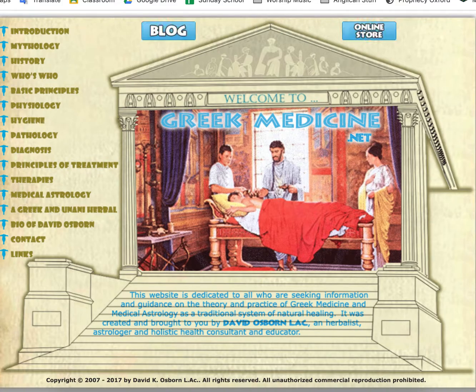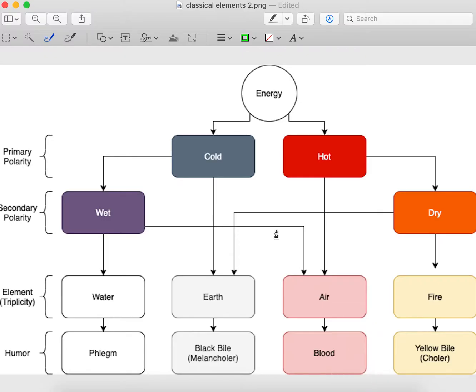It's really thorough. I go back to it all the time, even though I'm in clinical practice with humoral medicine, but it's just such a great resource when you need to go back and make sure you understand something about the system, even if you're working in it professionally. Okay, so I really recommend that website for learning more. I'm just going to give you a real quick and dirty introduction to the system.